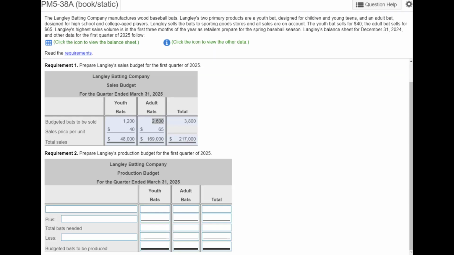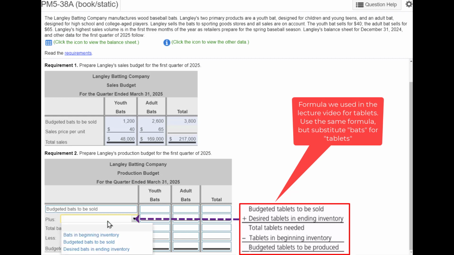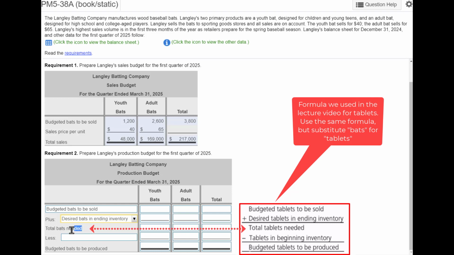To calculate the number of bats to produce, we start with the budgeted bats to be sold, then we add in the desired bats in ending inventory. This gives us the total number of bats needed. Then we subtract the bats we already have in inventory at the beginning. That gives us the number of bats to produce.